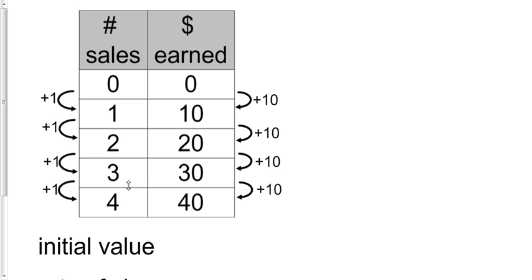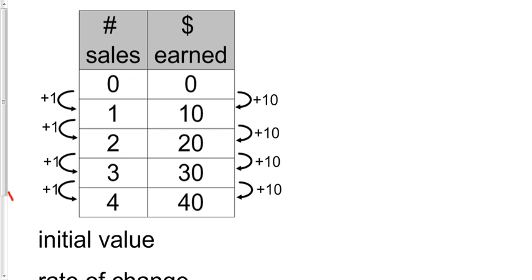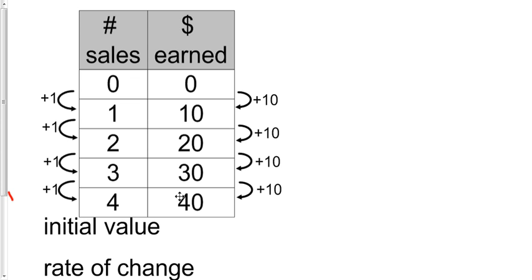If we're looking at an input-output table, please understand you are going to have to go find the initial value and the rate of change. In this case, I've already worked it out for you. The initial value would be 0, and that is money, and the rate of change would be $10 per cell.